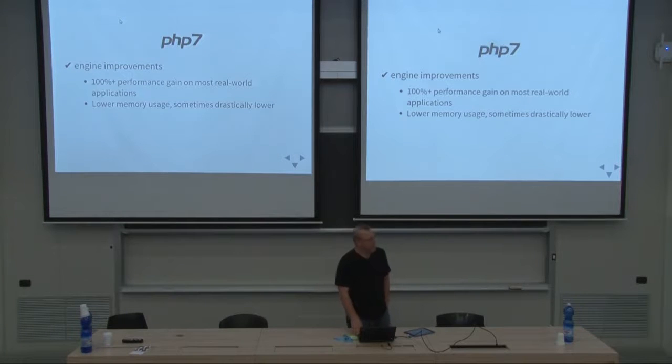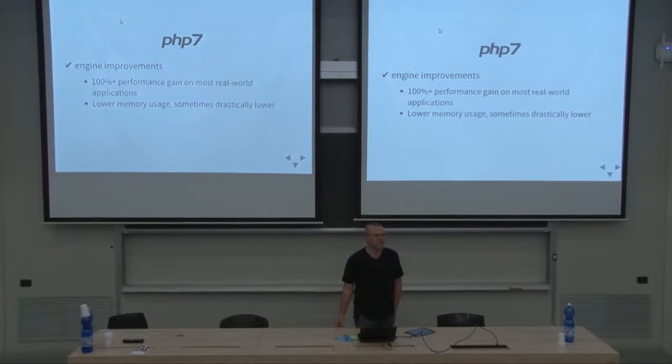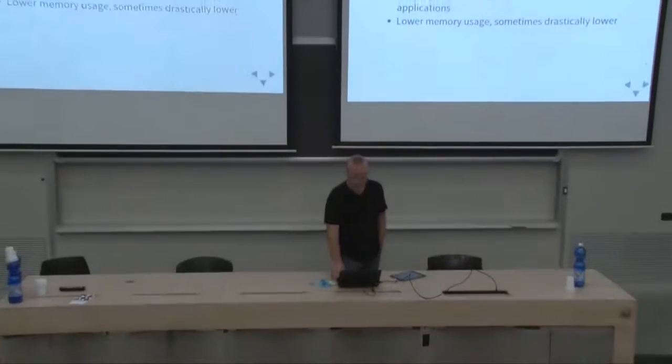So the big, big thing in PHP 7 is that it is super duper fast. Pretty much anything you throw at it will run twice as fast as before. Some things will be even faster than twice as fast. And you'll see drastic memory reduction as well on your existing code. Some highlights of new features.